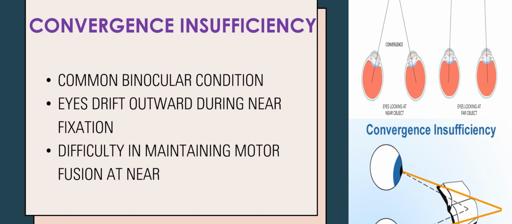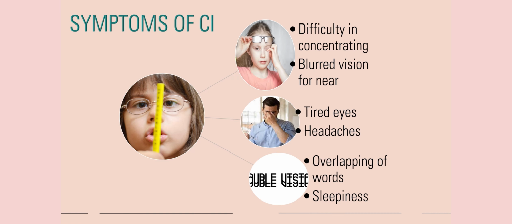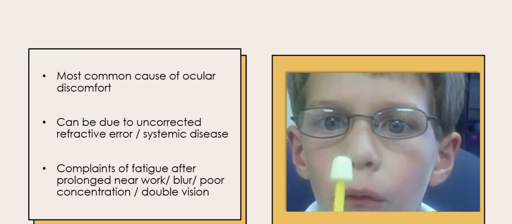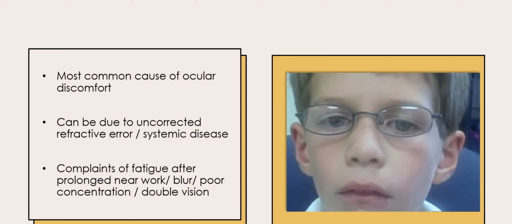Convergence insufficiency is a common binocular condition in which the eyes drift outward when reading or doing close work. The patient will have difficulty in maintaining motor fusion at near. Symptoms of convergence insufficiency are difficulty in concentrating, blurred near vision, tired eyes, headache, overlapping of words, sleepiness. It is the most common cause of ocular discomfort.